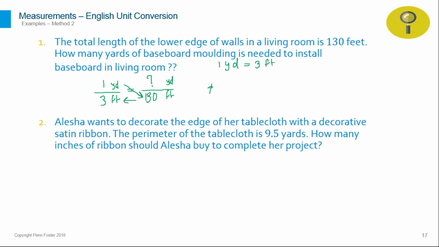So the number of yards of baseboards equals 1 times 130 over 3. Do the calculation, and that will give you how many yards? 43.3 yards of baseboard needed to finish the project.